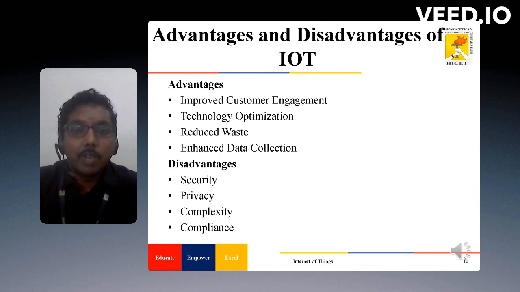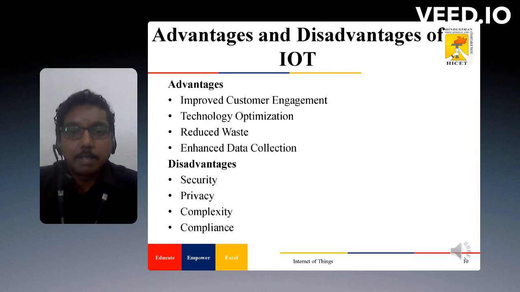And then the advantages and disadvantages of the Internet of Things. So what are the advantages? First, improved customer engagement. More customers can get involved in the activity because of the multiple connections of devices. Then technology optimization: they are able to know the current technology going on in their own field. Then reduced waste, the wastage is very low. Similarly, data collection is very effective in IoT.